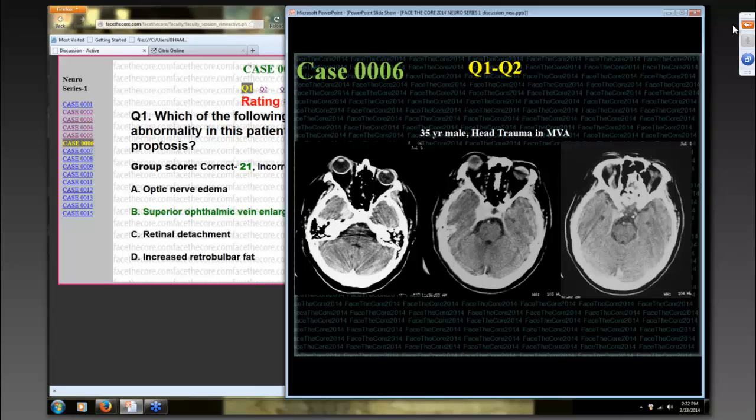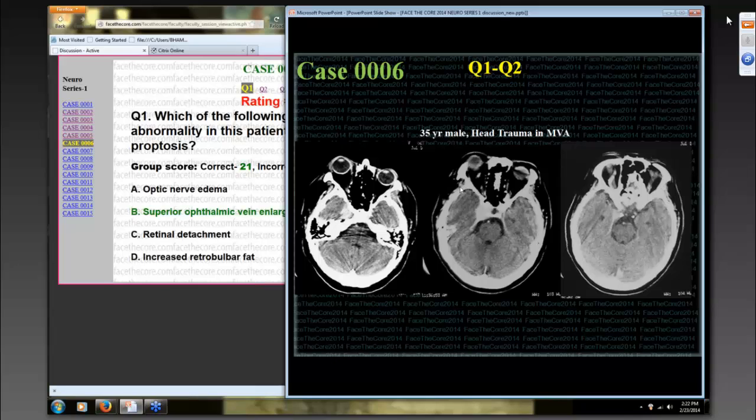The second question is, when do you call a proptosis? A proptosis is when more than 2/3 of the globe is anterior to the line which is drawn from the anterior portion of the lateral wall to the anteriormost point of the medial wall of the orbit. If you draw an imaginary line and more than 2/3 lies in front of it, then that is definitely a proptosis, 2/3 or more.